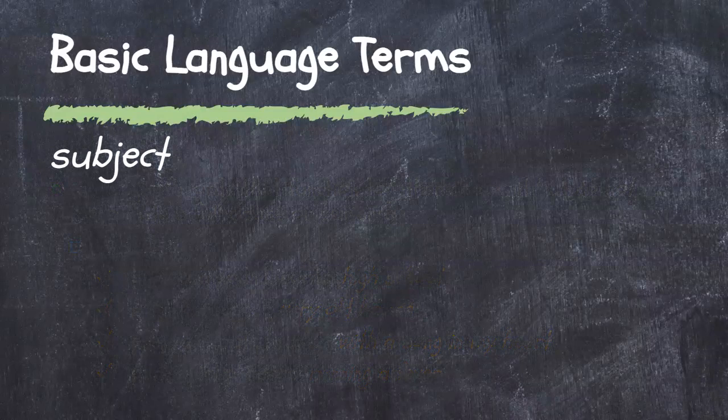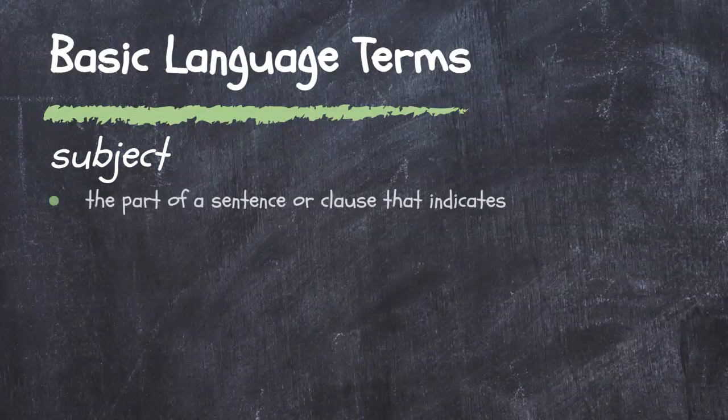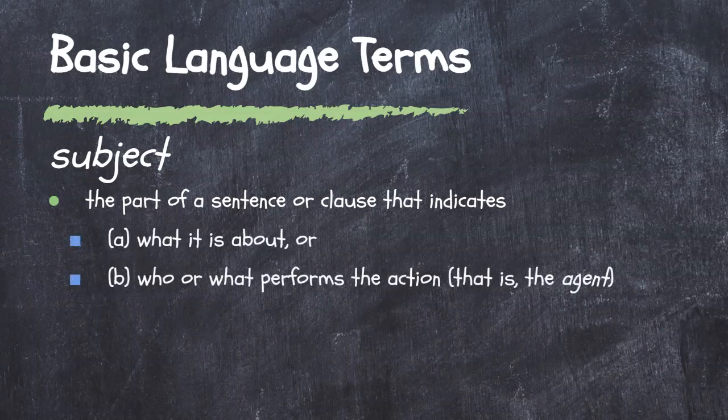Groups of words that express a complete thought are either clauses or sentences. We usually think of a sentence as a group of words that expresses a complete thought. Grammatically, though, there are elements that must go into a sentence to be a complete sentence. It must have a subject, that is, there must be a part of the sentence or group of words that indicates either what it's about or what is doing the action, who or what is performing the action that the sentence describes. That person or object performing the action is known as the agent. So every sentence, to be a complete sentence, must have a subject.